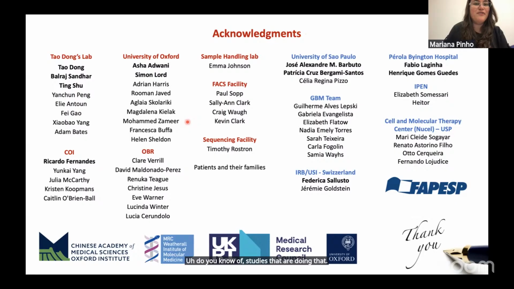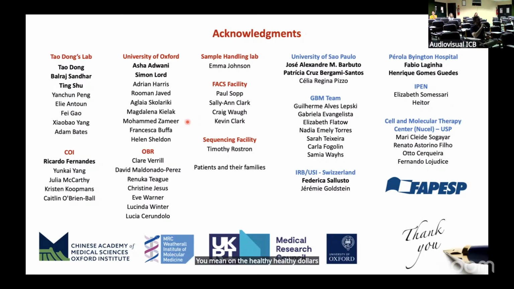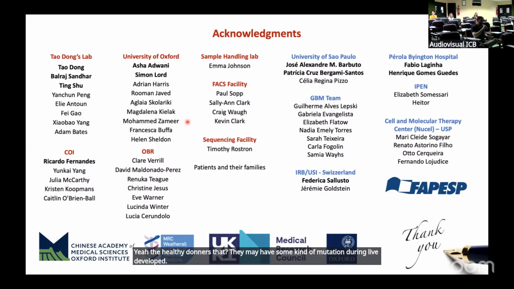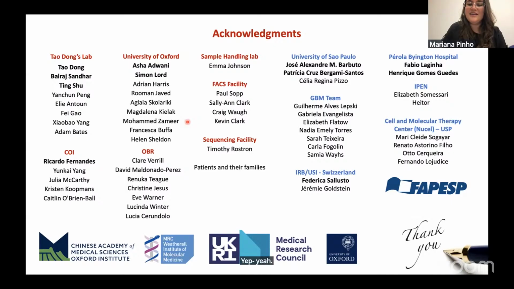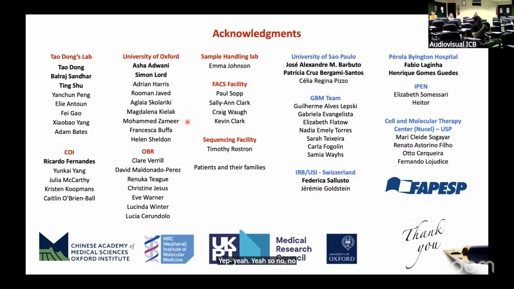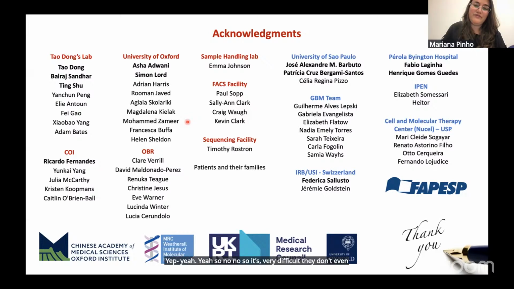You mean on the healthy donors? Yeah, the healthy donors that may have had some kind of mutation during life, developed an effective T cell response, did not develop tumor, and then have a specific memory T cell against those antigens. That would be a nice strategy to develop a vaccine. Do you know about studies like that? No. So it's very difficult. They don't even have studies with cancer patients.